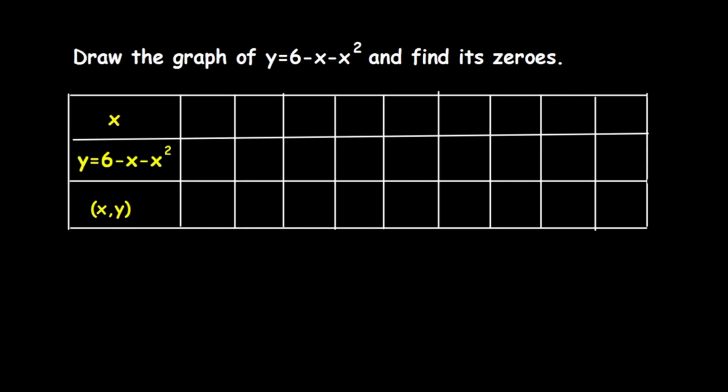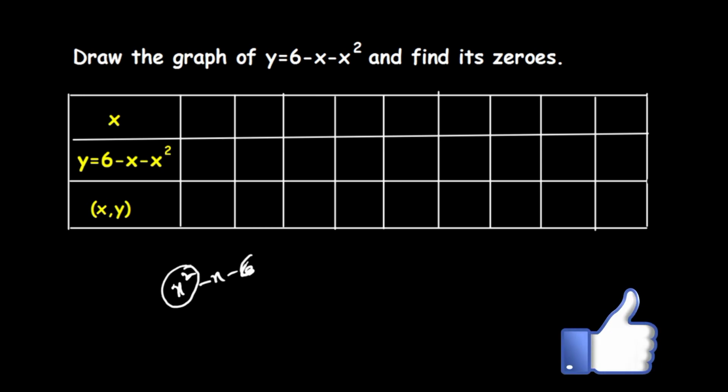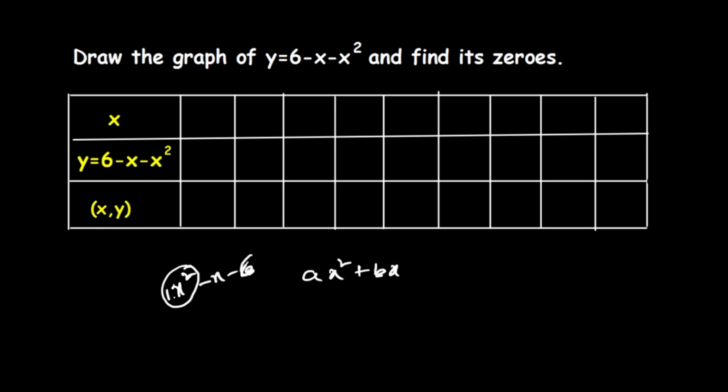In the previous class, you have learned how to draw the parabola. Using one model, I have taken x square minus x minus 6. If you observe here, this x square coefficient is positive, that means 1x square is positive. When we compare this with the general form ax square plus bx plus c, here a is 1, that means a is positive, so a is greater than 0. When we have a greater than 0, then we will get the upward parabola. That's what we got in the previous class.